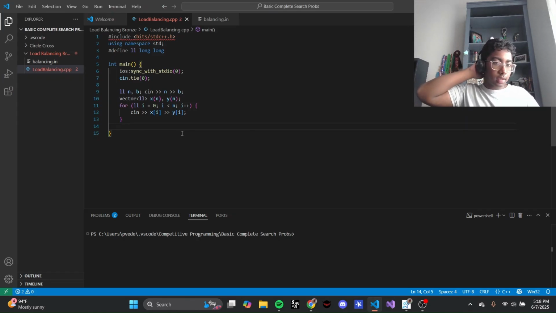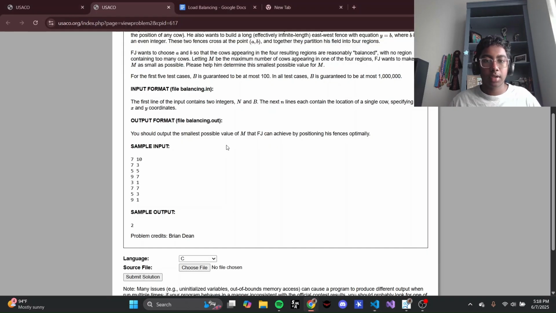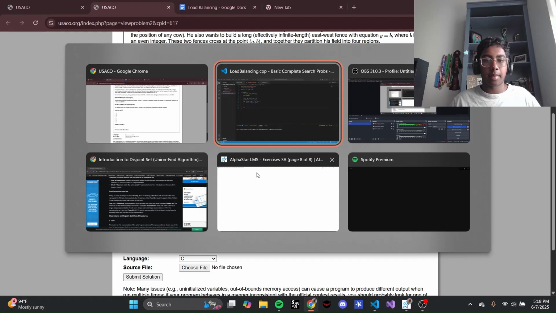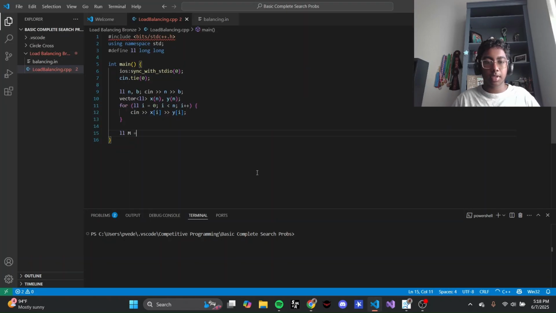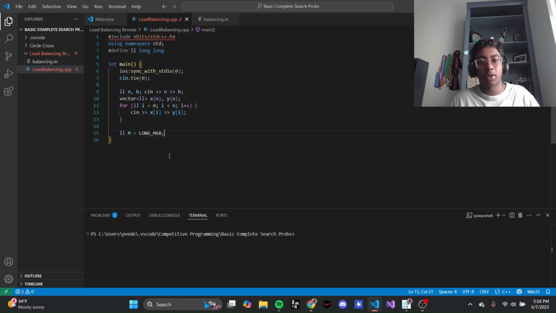Okay, so now we know what our fence positions are going to be. Let's get started with our loops. Before that, let's first have a variable for our answer. Let's just call it m, because that's what they called it in the problem. Initialize m to some large value, because you want to find the minimum possible value of m. If you set m to some large junk value, then the following potential values of m are going to be less than that. That's why you initialize it to some large value.